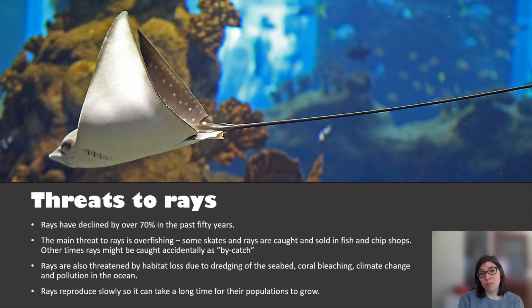Dredging is also a problem that affects ray populations. So this is when ships basically scrape along the seabed if they're trying to catch bottom-dwelling fish or shellfish that live on the seabed. But unfortunately, this really damages the seafloor habitat for a long, long time. As I mentioned earlier on, rays reproduce very slowly. So if their population is impacted, it can take them a long time to build it back up again. But as we'll see on the next slide, there are things that we can do to help ray populations.